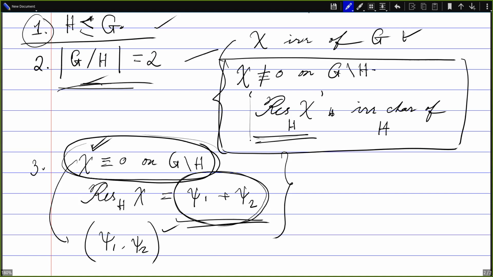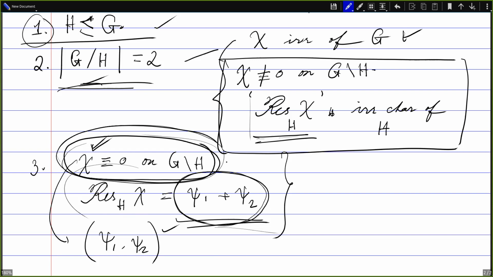And the second class is where the characters vanish identically outside H. So for all these characters, when we restrict them, we get two irreducible characters of H, and the two characters that are coming from the restriction of chi are not going to be obtained otherwise, in the sense that we won't find them if we restrict another different character in the second class to H.